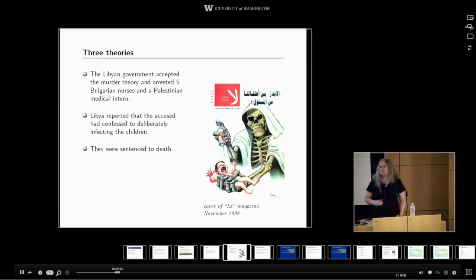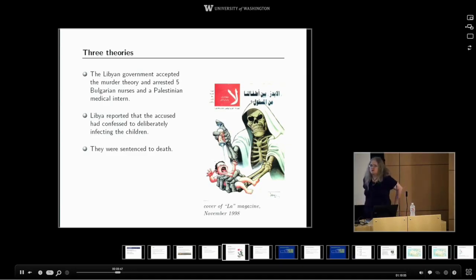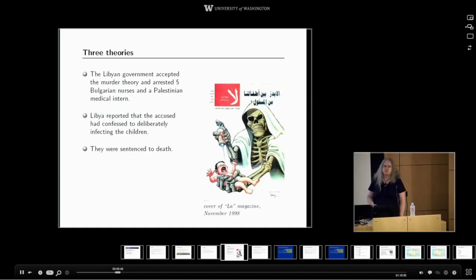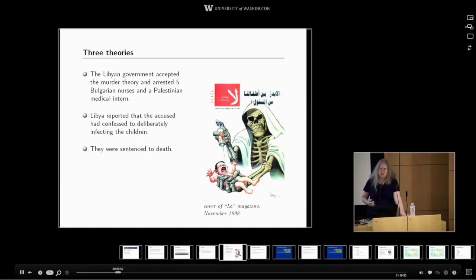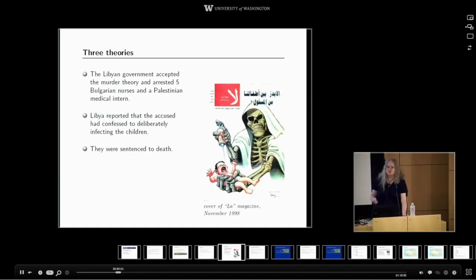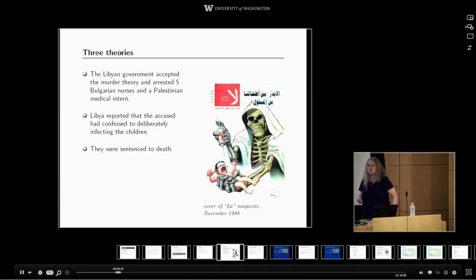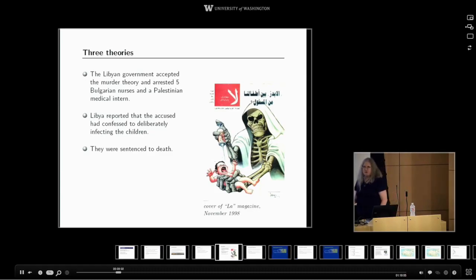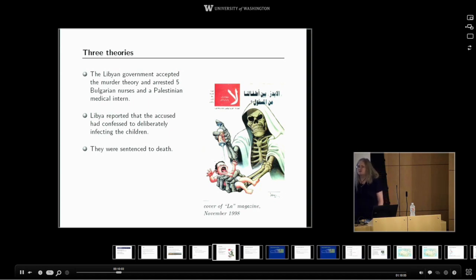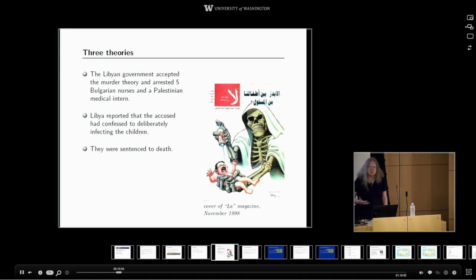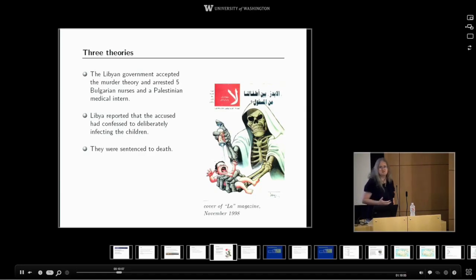The Libyan government seized immediately on the murder theory. It was the most acceptable to the parents and relatives of these children. They arrested 5 foreign-born nurses and a foreign-born medical intern who were working at El Fatih. Libya then reported that the accused people had confessed to deliberately infecting these children and sentenced them to death.